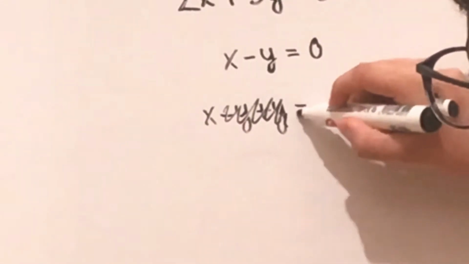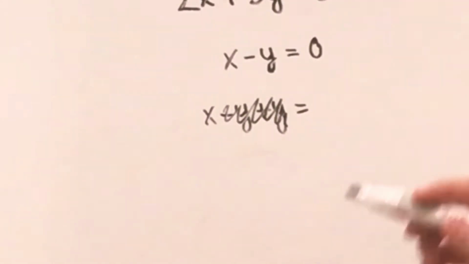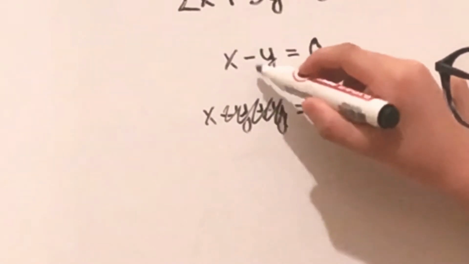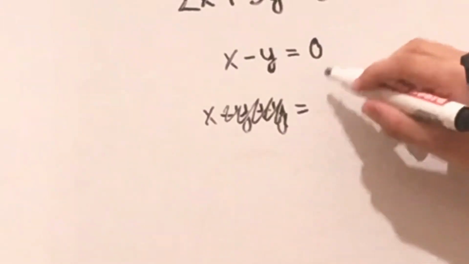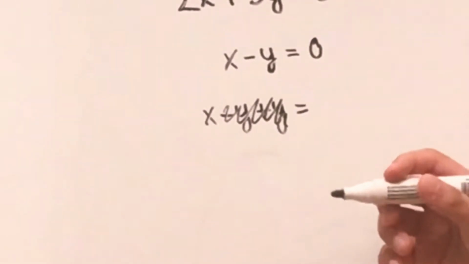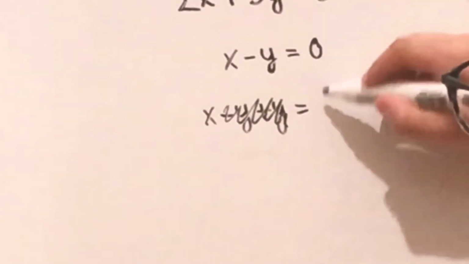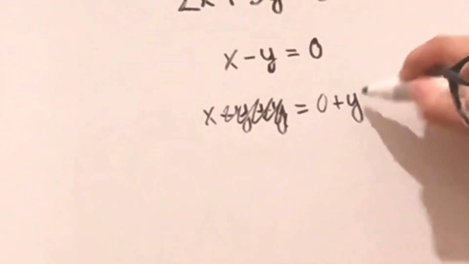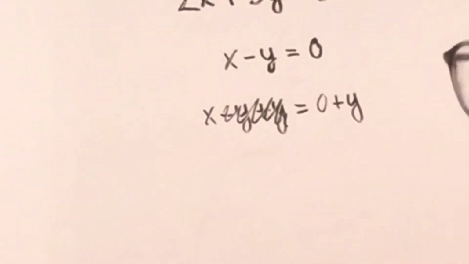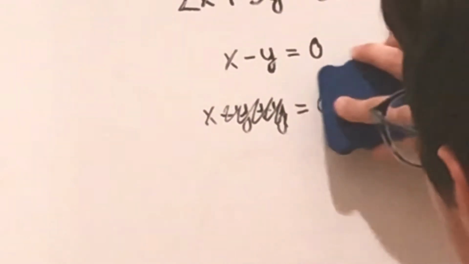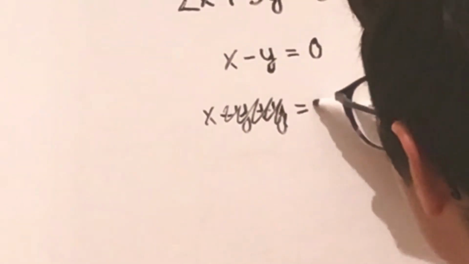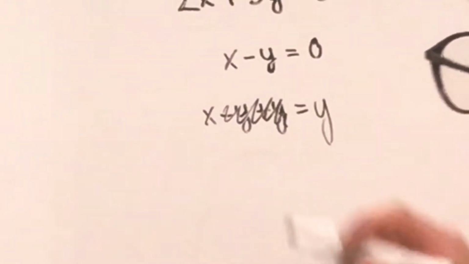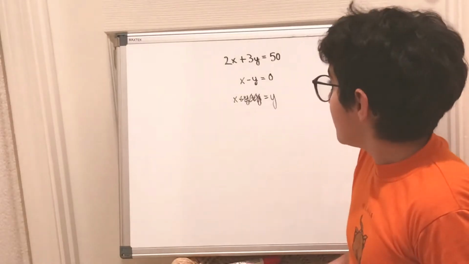And then if we add something to one side, we have to add it to the other. We added y there, so we'll add y over here. What that gives us is 0 plus y, and since it's 0 plus y, that's the same as y. That makes it really easy for us right away. And guess what we've figured out? We figured out that x is the same as y.